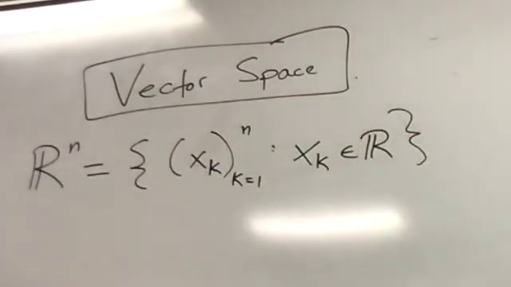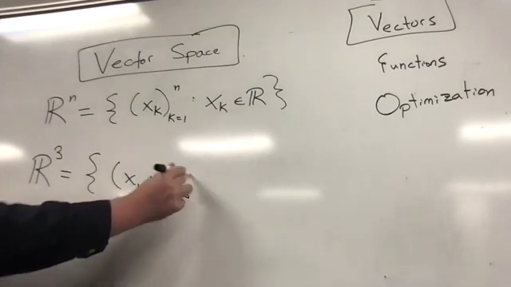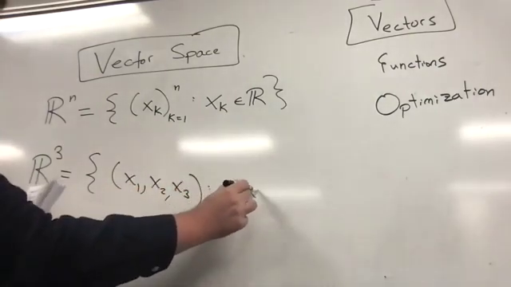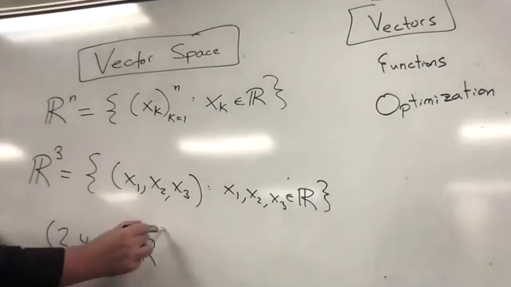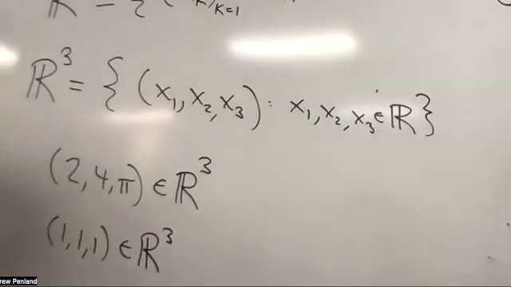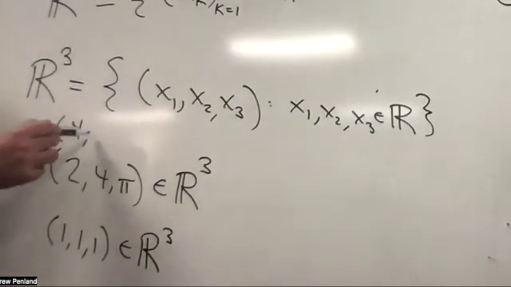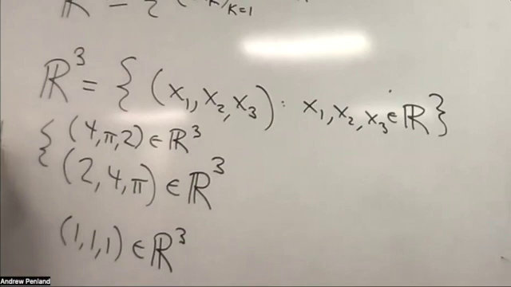So for something concrete, for instance, we could look at R^3, which would be the set of tuples of the form (x1, x2, x3), such that each of these is a real number. So for instance, you could look at the element (2, 4, pi), this triple of real numbers, which will be an element of R^3. Distinct, you could have (1, 1, 1) in R^3, and order does matter. So if you had (4, pi, 2) in R^3, these would be distinct vectors in R^3.